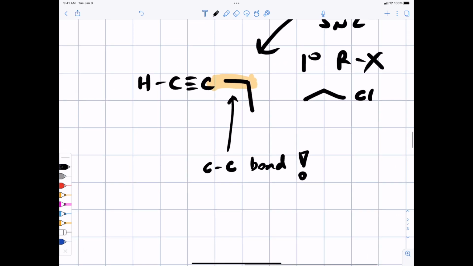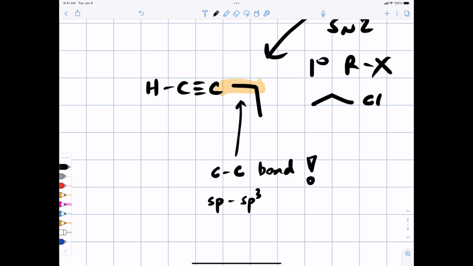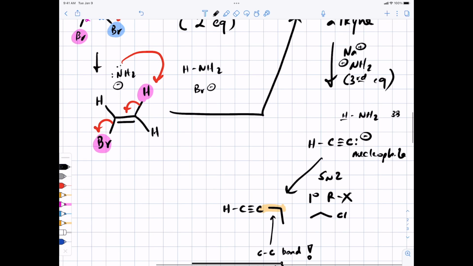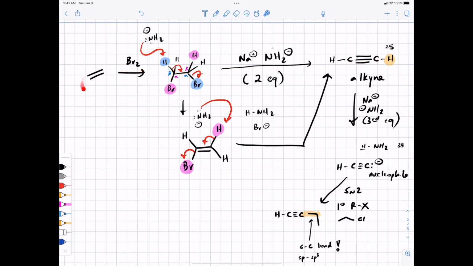And this is a bond between an sp hybridized carbon and an sp3 hybridized carbon. So if you see a product that has an sp-sp3 sigma bond, you need to be thinking, I could have made that via an SN2 reaction with an alkyne, which I could have made from an olefin via this series of bromination followed by double or tandem elimination. All right, so making an alkyne, then using it as a nucleophile.